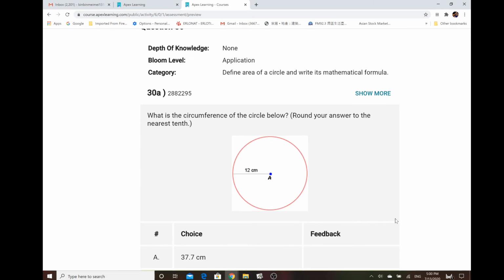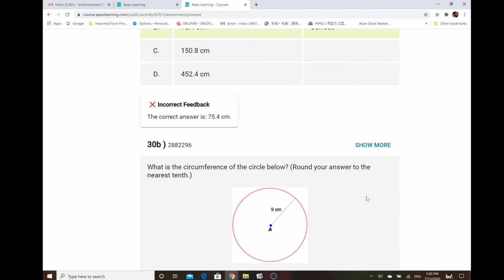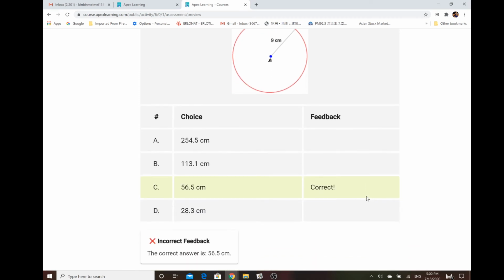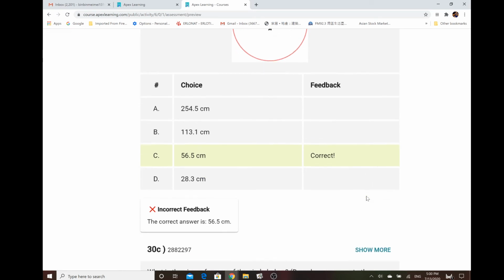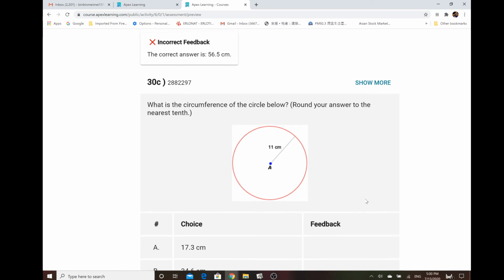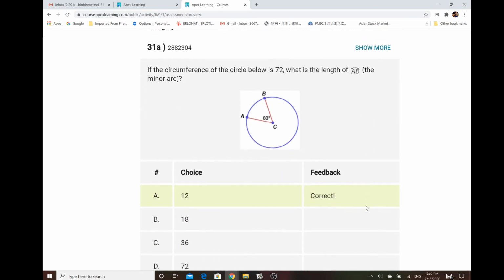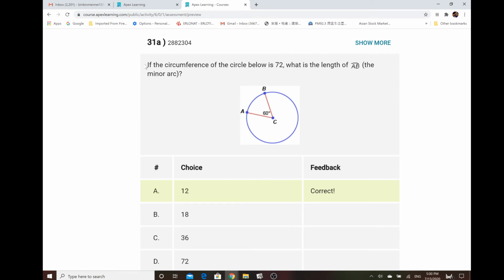Question number 30: what's the circumference of a circle? That one's pretty straightforward. 2 pi r, so 2 times 12 is 24. 24 times pi, 3.14, and you'll get 75.4 centimeters. It's all about 2 pi r, so 2 times 3.14 times 9, and you'll get 56.5. Circumference, 2 pi r once again, so 2 times 11 is 22, times 3.14, and you get 69.1 centimeters. Now this one is a little bit different, so let's see, 31.